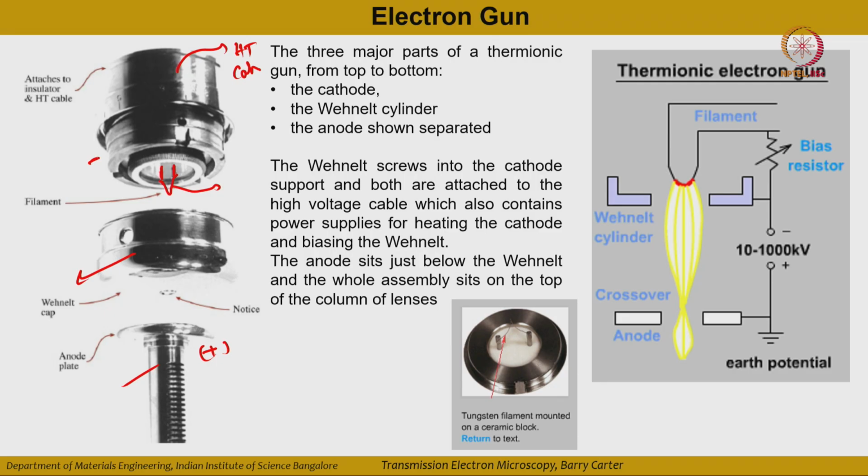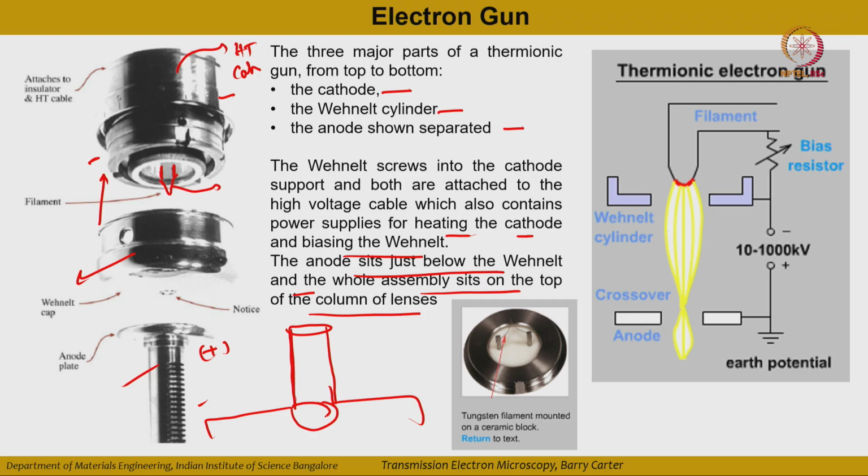Correct. So there are 3 major parts of the thermionic gun from top to bottom. You can see that this is your cathode, there is a Wehnelt cylinder, and there is an anode, which is shown separated here. So the Wehnelt screws into the cathode, so you can attach this Wehnelt cup or Wehnelt cylinder to the cathode, and both are attached to the high voltage cable, which also contains power supplies for heating the cathode and biasing the Wehnelt. The anode sits just below the Wehnelt, and the whole assembly sits on the top of the column of the lens. So if you have seen any microscope, there is a column and there is a panel and there is a screen, and usually the electron gun sits at this top region, and this is connected to your HT cable.